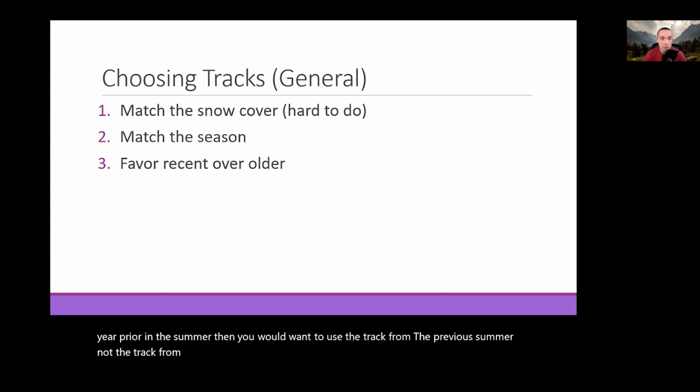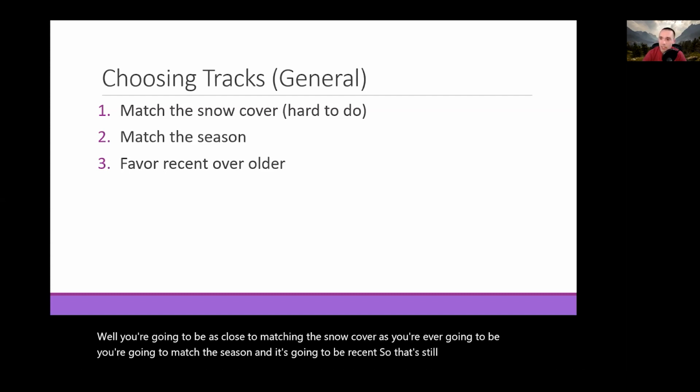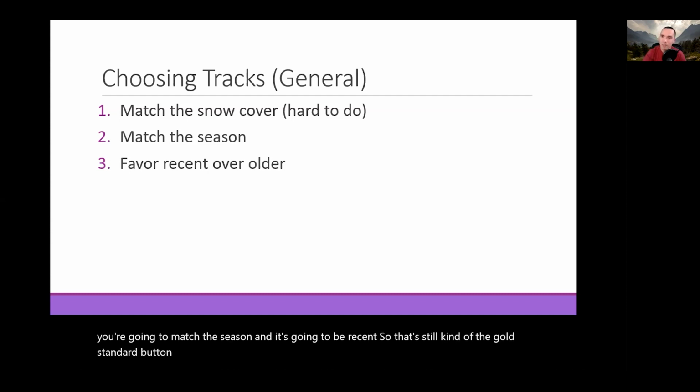Of course, if you know someone who just did the thing a week ago, well, you're going to be as close to matching the snow cover as you're ever going to be. You're going to match the season, and it's going to be recent. So that's still kind of the gold standard. But in a lot of cases, even a week is too old to really be terribly reliable.